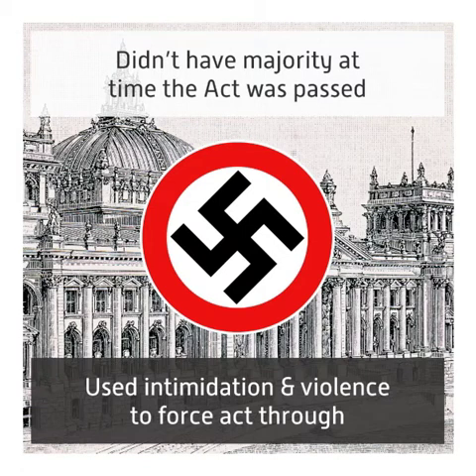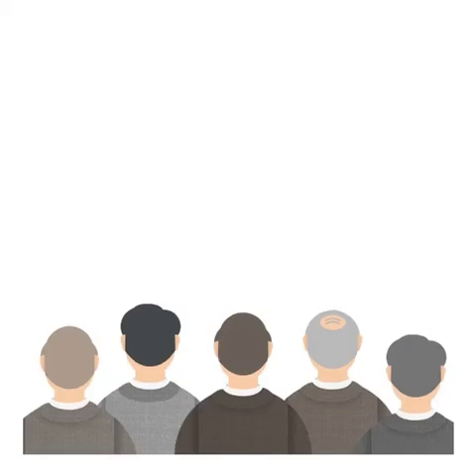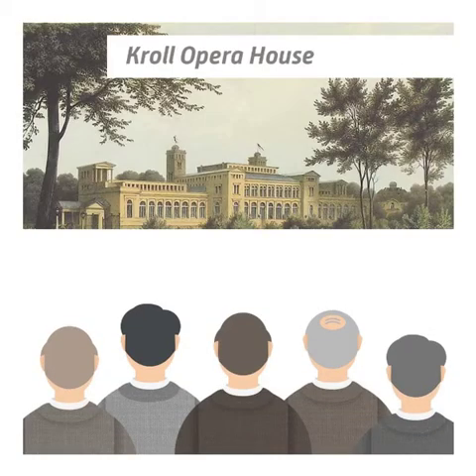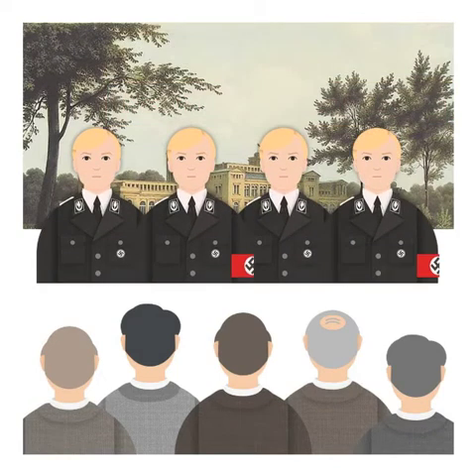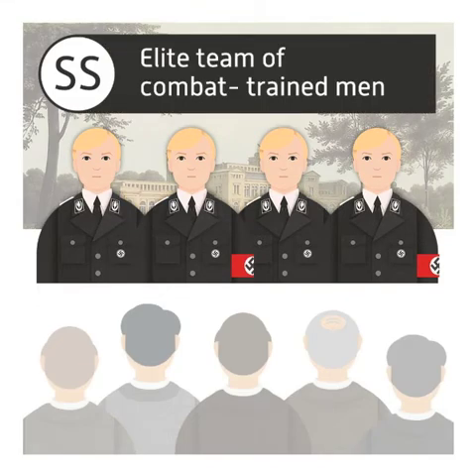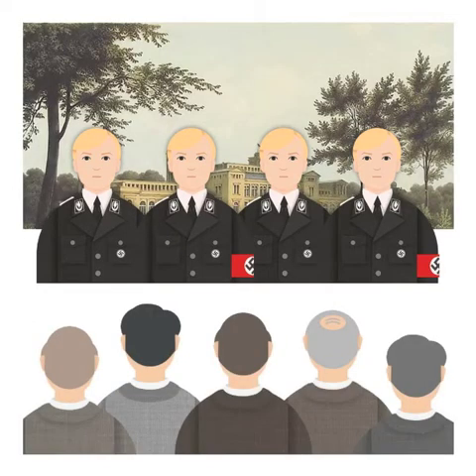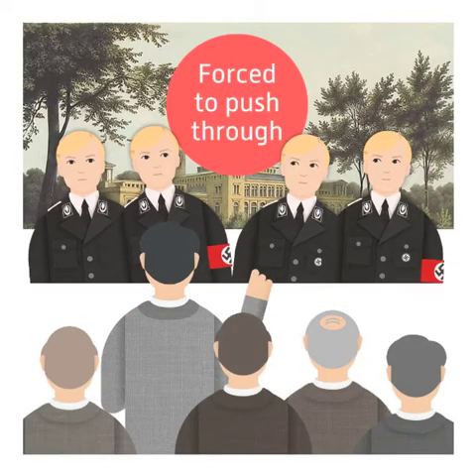Instead, the Nazis used their usual tactics of intimidation and violence to force the Act through. The members of the Reichstag met in the Kroll Opera House for the first time since the March election. As they arrived, they were confronted by SS troops blocking their path. Remember, the SS were an elite team of combat-trained men, formed originally as a bodyguard for Hitler and the Nazi leaders. The Reichstag politicians were forced to push through the men.